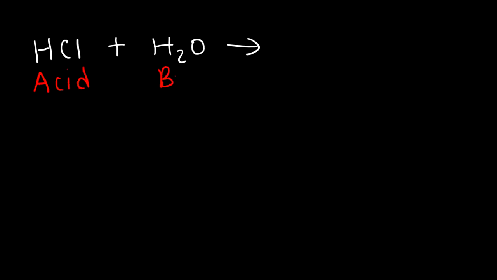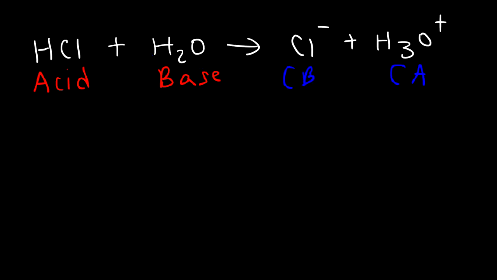So let's say we put hydrochloric acid in water. What's going to happen? HCl is the Bronsted-Lowry acid. H2O is the Bronsted-Lowry base. The acid is a proton donor, so HCl is going to lose the hydrogen and turn into chloride. The base is a proton acceptor. Water is going to accept the H+ ion and convert into the hydronium ion. This is called the conjugate acid because we added a hydrogen to water to make it, and this is the conjugate base because we took away a hydrogen to make it.